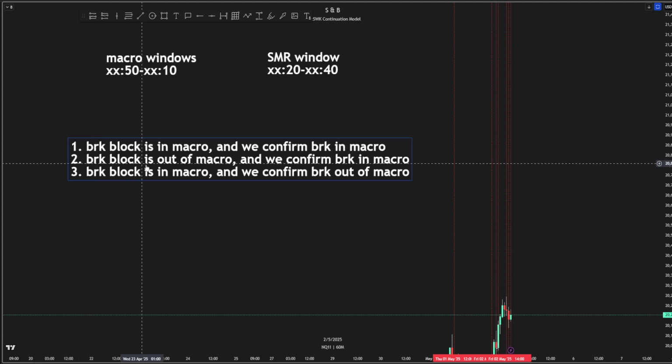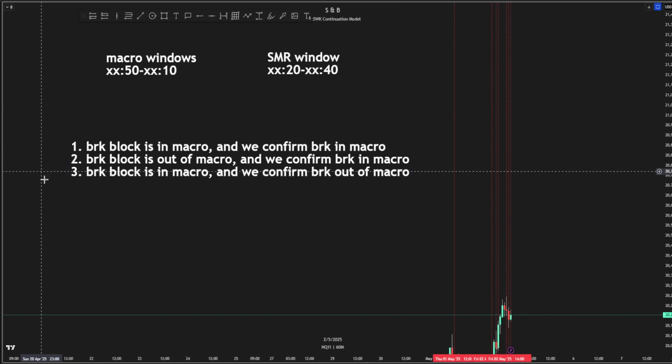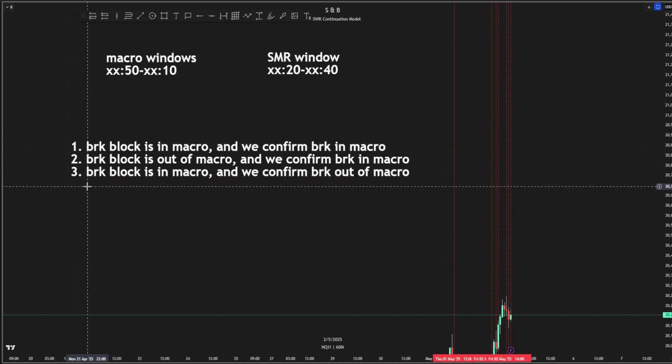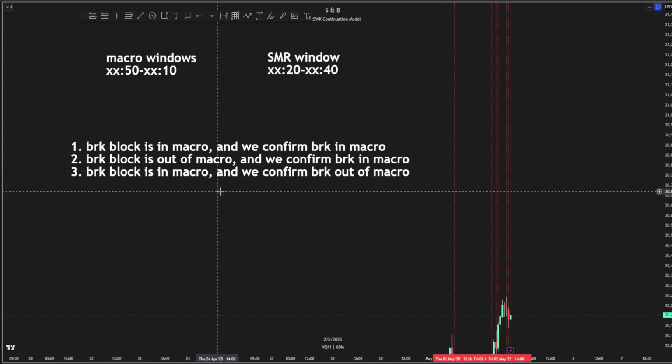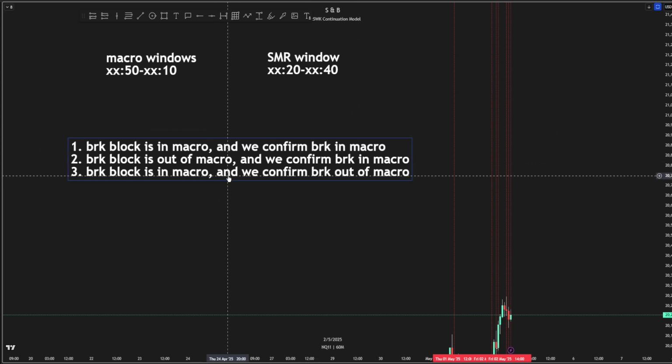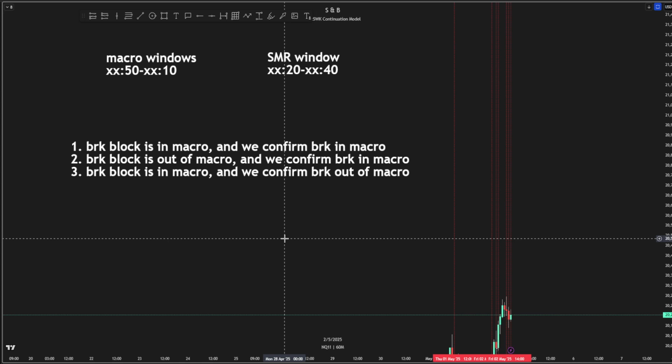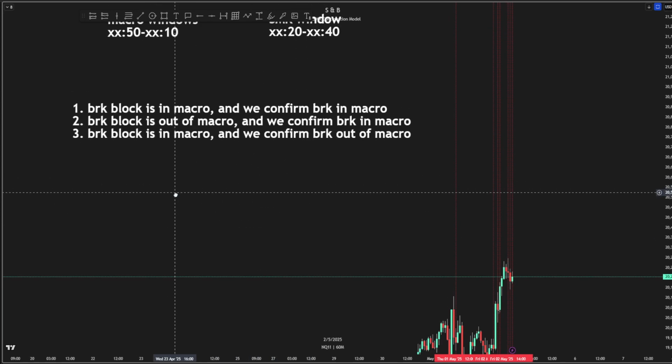Number two is breaker block is outside of macro and we confirm breaker inside of macro. This is also valid. It's completely fine. Number three, breaker block is inside of macro and we confirm outside of macro. That's completely fine. The only scenario I don't have here is breaker block builds outside of macro and confirms outside of macro. At that point, I will never take a trade under that premise. It's just not worth it. You very likely will lose.